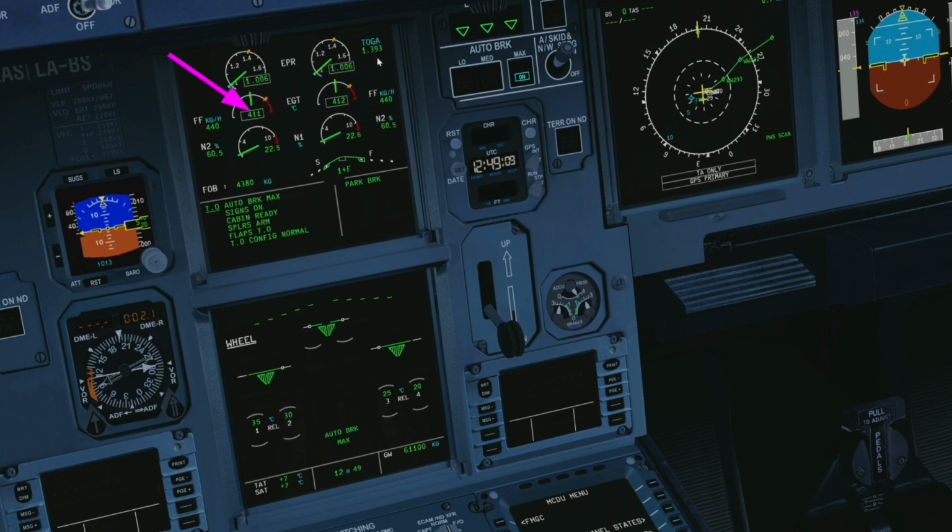Now also keep an eye on the indicated EGT value here as the outside air temperature increases. Demonstrates quite nicely how to maintain the same thrust setting you have to increase fuel flow, increase the RPM, and that increases the EGT. We're now reaching 30 degrees Celsius, EPR still at 1.393. So let's go up to the flat rated temperature at 44 degrees Celsius. And then let's see what happens.